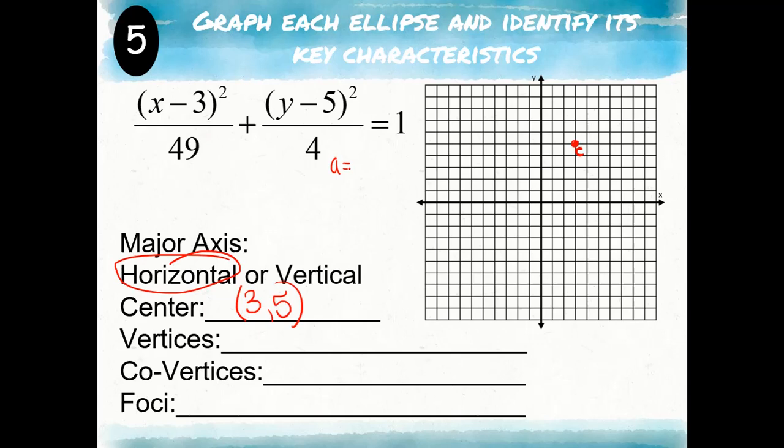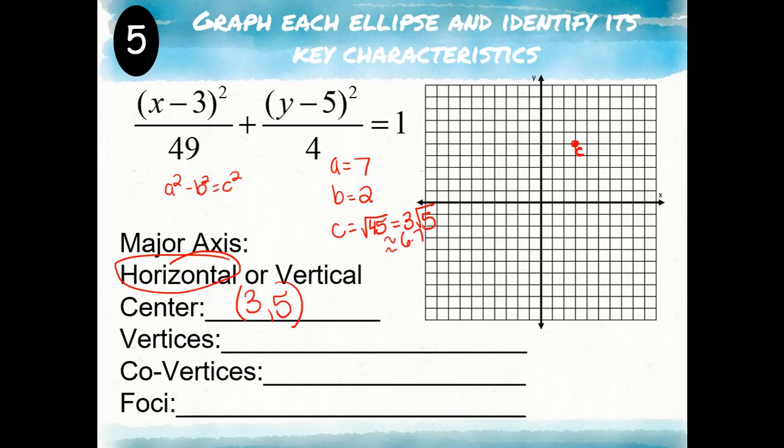Let's find our a, b, and c. Remember, a is the square root of the bigger denominator, so 7. b would be 2. And then c, remember, is the foci to center, and it is a squared minus b squared. That's how I find my c. So a squared minus b squared equals c squared. 49 minus 4 is 45, square root of 45, which is 3 square roots of 5, correct? I'm going to use my calculator here quick to figure out what that is as a decimal, roughly. 3 times the square root of 5 is about 6.7.